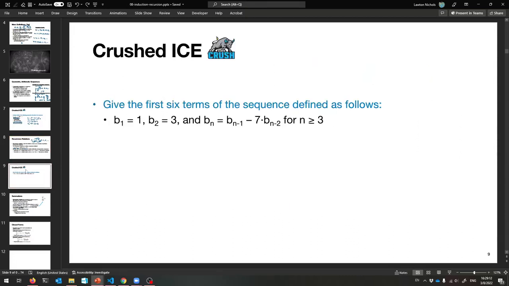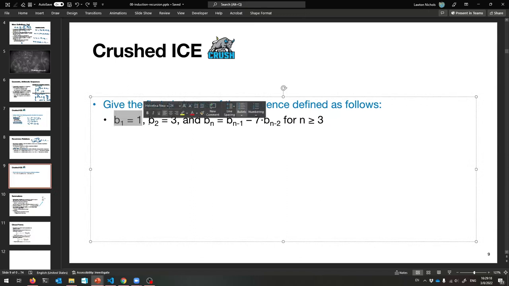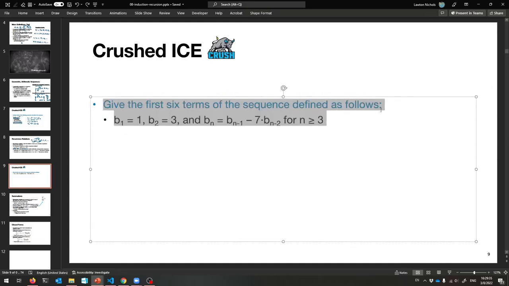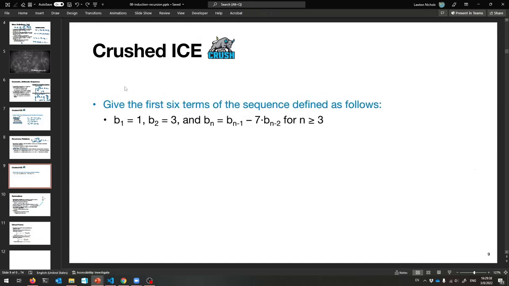So let's have some practice with recurrence relations. Here is a recurrence relation. B1 is 0, that's the first element of the sequence called B. B2 is 3, and Bn is equal to Bn minus 1 minus 7 times Bn minus 2 for all n greater than or equal to 3. So it's an infinite sequence, and it's built up in this way. See if you can write the first 6 terms of this sequence, please. Give that a try, and then I'll come back and do it with you.